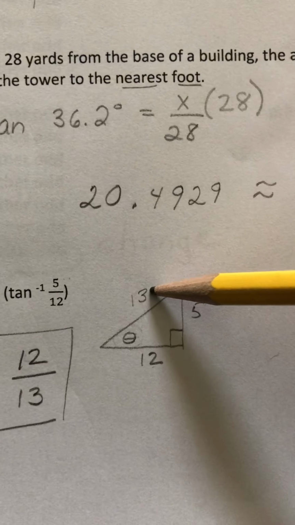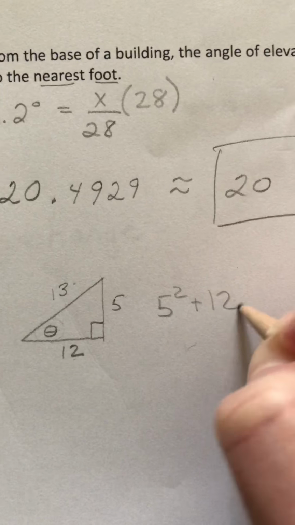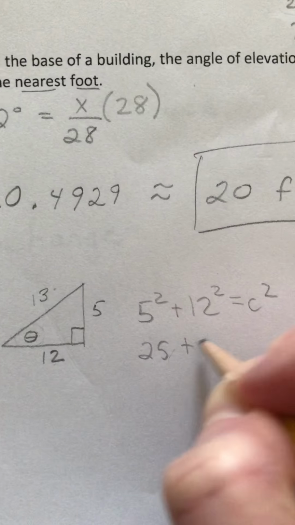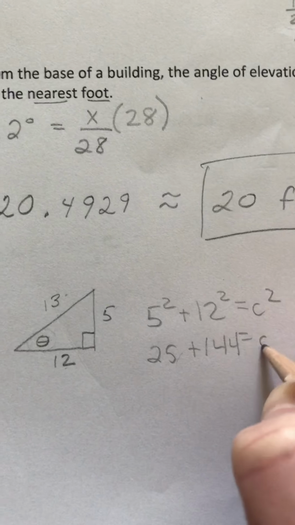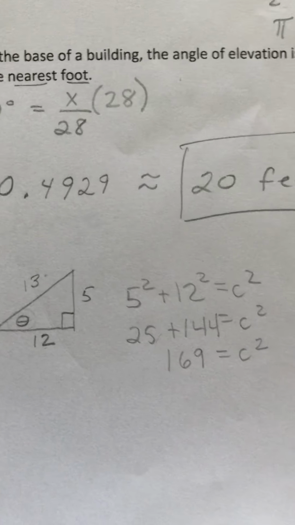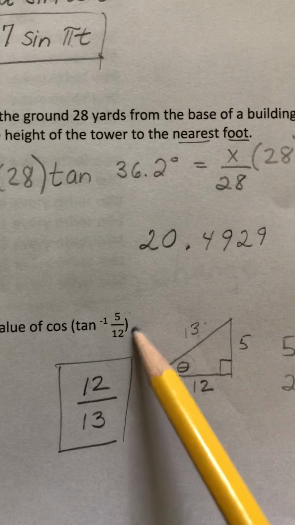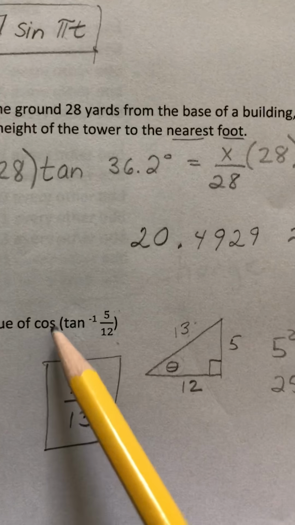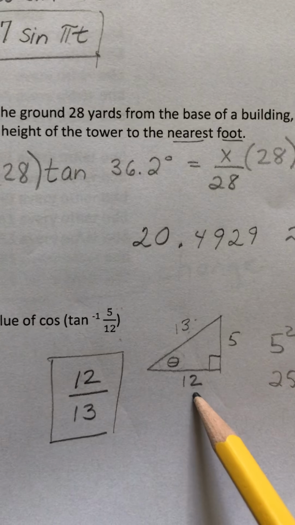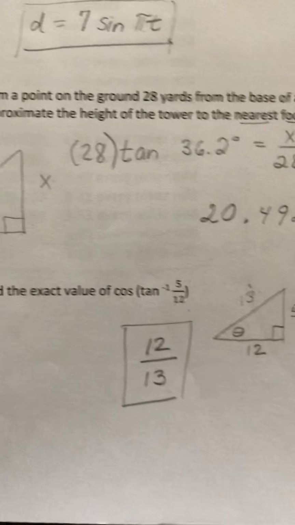Use the Pythagorean theorem to get 13. So 5 squared plus 12 squared equals c squared. That's 25 plus 144. That's 169 is c squared, and the square root of 169 is 13. So that's how I get the hypotenuse. So we've taken care of this, and now we want to find the cosine. So the cosine would be the adjacent over the hypotenuse. So 12/13 is the exact value.